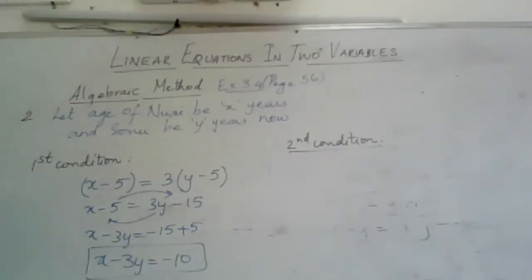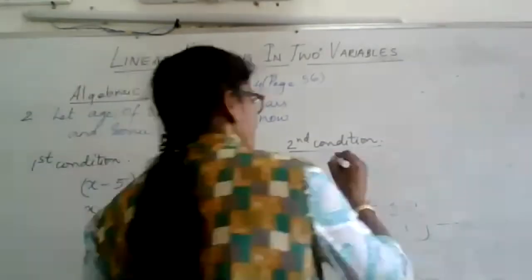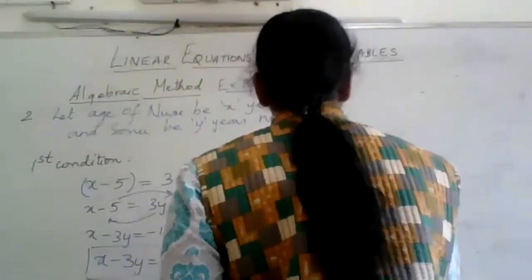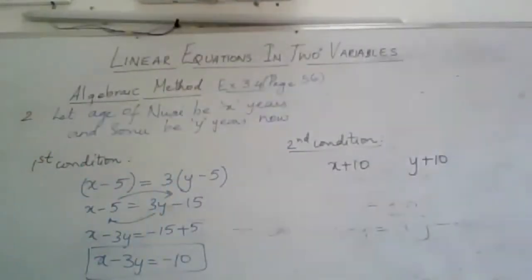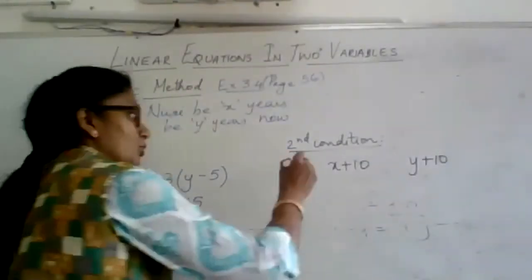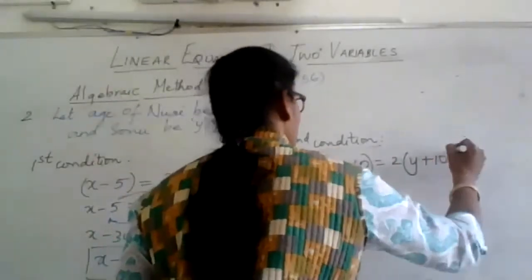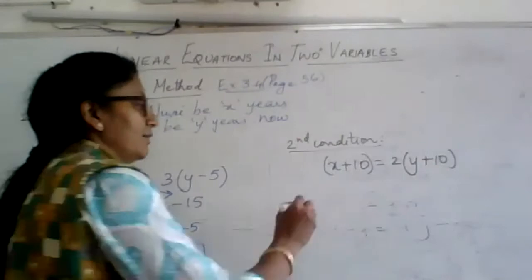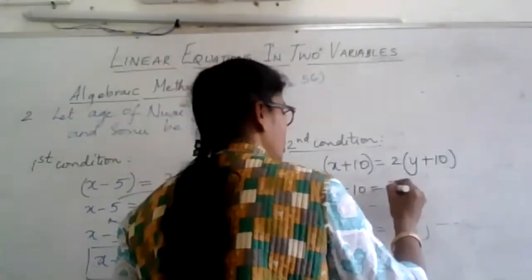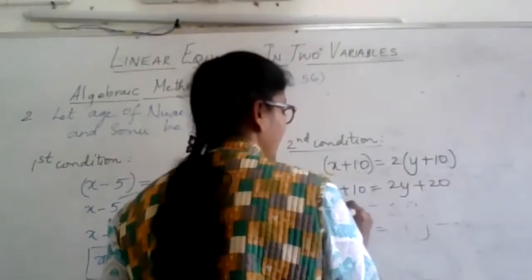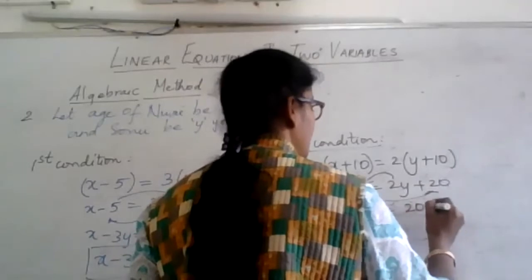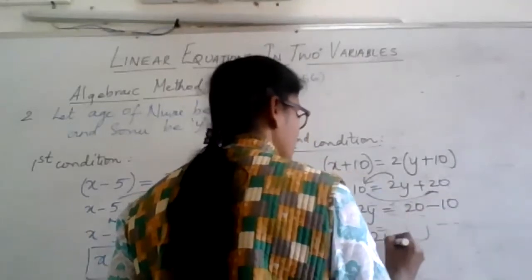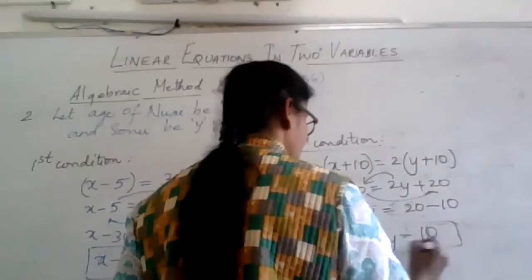Alright. Now the second condition, what does it say? 10 years later, if their present ages are X and Y, Noori will be X plus 10 and Sonu will be Y plus 10. Again, what is the connection between them? 10 years later, Noori will be twice as old as Sonu. So again, you have the equation X plus 10 equals 2Y plus 20, which means X minus 2Y. The positive 2Y comes here, positive 10 goes there. So it will be 20 minus 10, which means X minus 2Y equals 10. So this is your second equation.